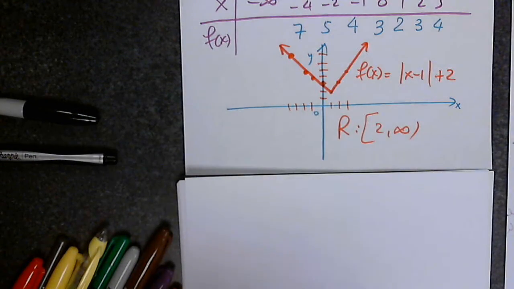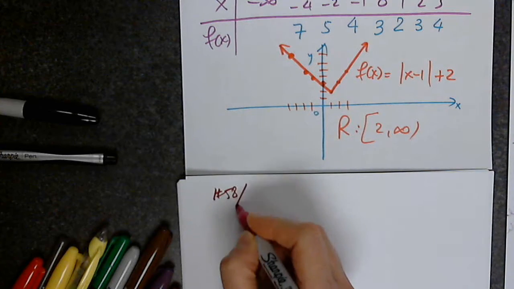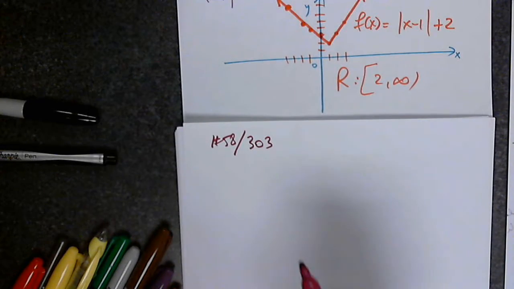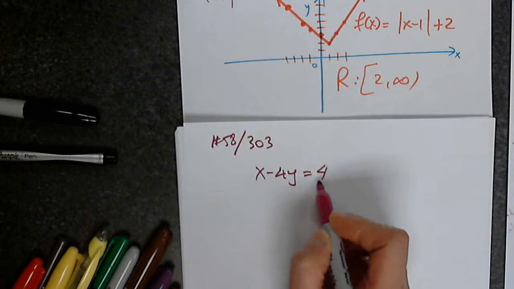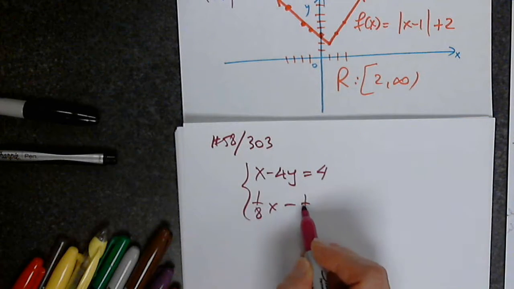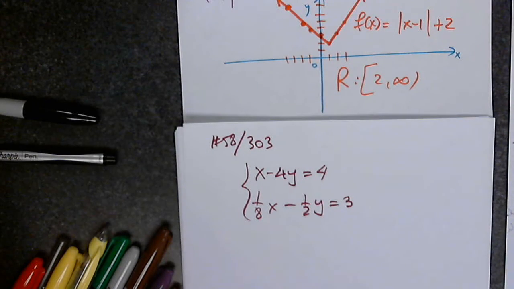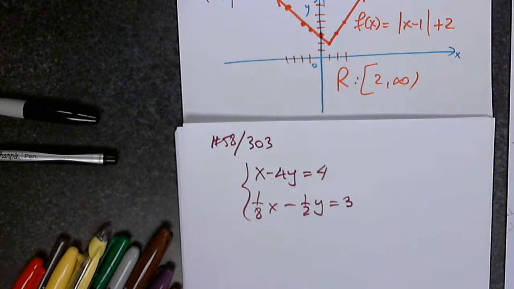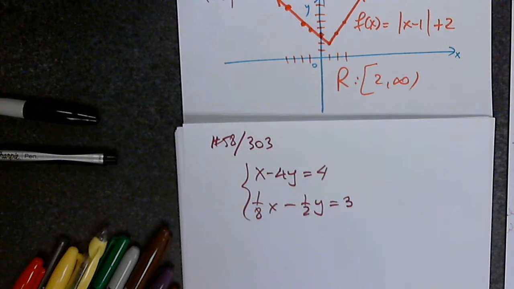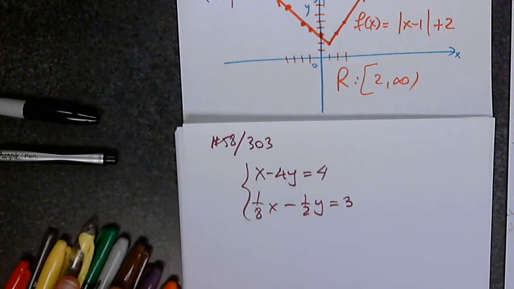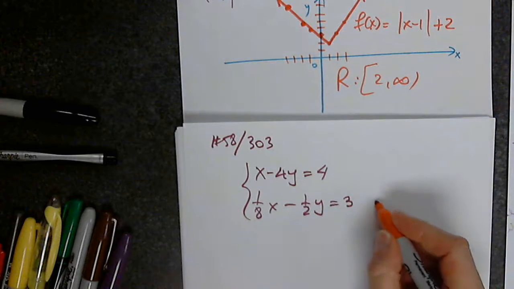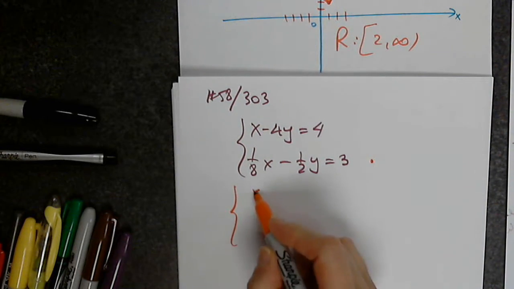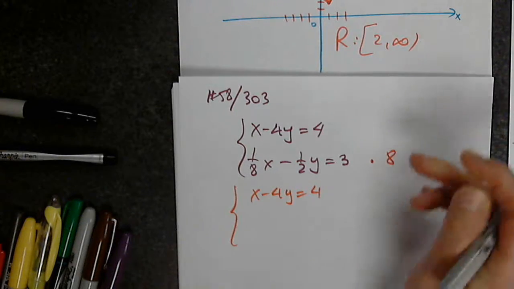Okay, let's do one more system and then we can stop. Let's say 58 on page 303. We have x minus 4y equals 4, and 1/8 x minus 1/2 y equals 3. So we're asked to solve the system. Yes, I'll multiply the second equation by 8, and of course I will copy the first equation. Very good.